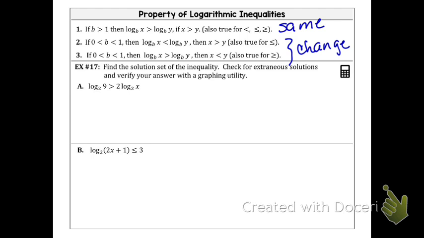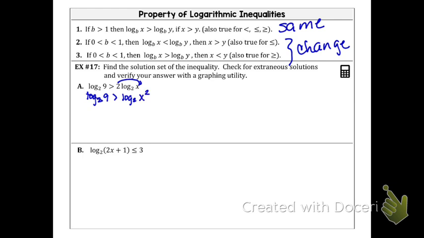All right, so let's look at 17. It says find the solution set of the inequality. Check for extraneous solutions. Verify your answer with the graphing utility. All right, so I see here I have this inequality, but first I don't have just a log on both sides. On the right side there I have that 2 log. So I need to move that 2. Remember, it can become the exponent. So this is log base 2 of 9 is greater than log base 2 of x squared.